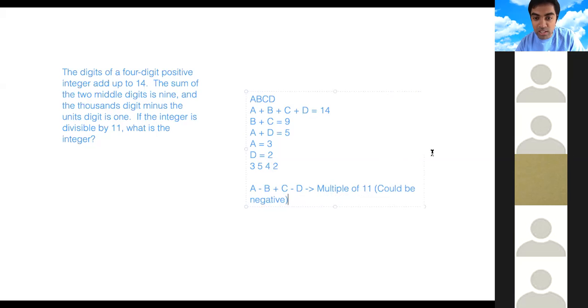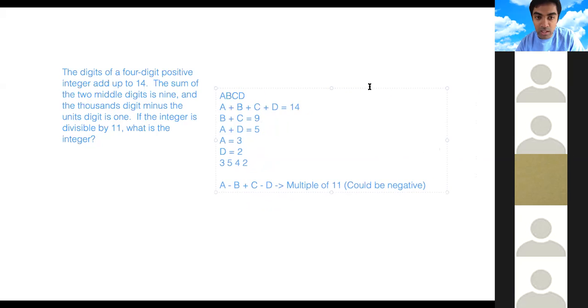So in general, you could take the first digit, third digit, fifth digit, and so on, add those up and subtract the second digit, fourth digit, sixth digit, and so on. That's the same as saying the first one minus the second plus the third minus the fourth and so on. So this needs to be a multiple of 11. It could also be 0 or it could be negative. So let's look at what that is here.